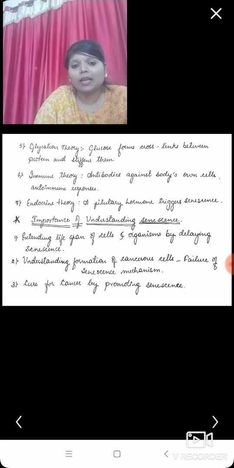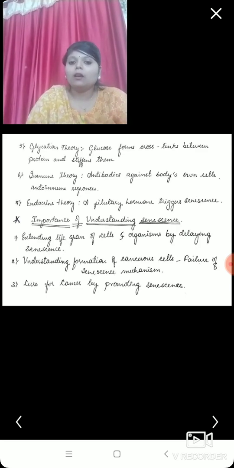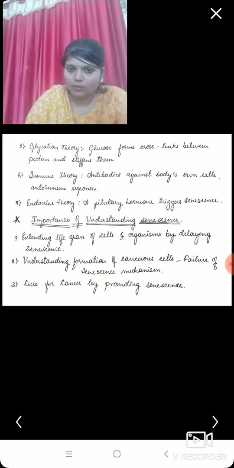Understanding the formation of the cancerous cells: failure of the senescence mechanism. By failure of the mechanism of the senescence, the cells are going to lead to the cancerous. Then, the cure for this cancer is also by promoting the senescence. Once you promote the senescence to allow the process of the senescence completely, then the cell will not change itself to become a cancerous one.